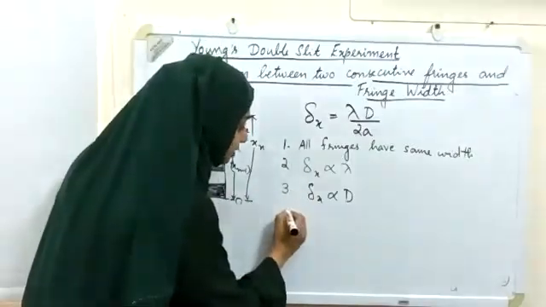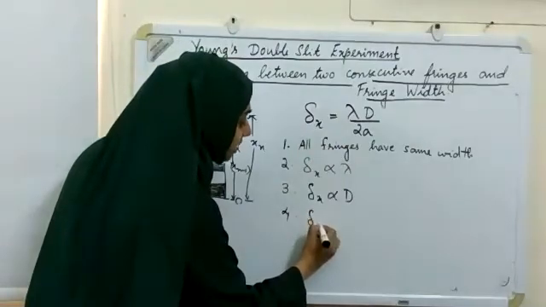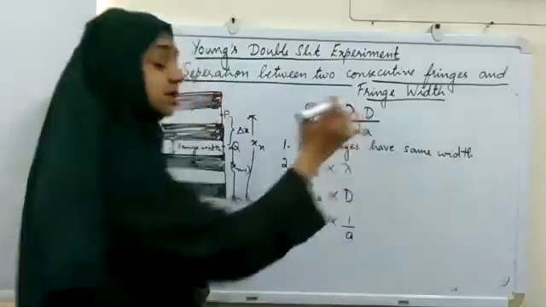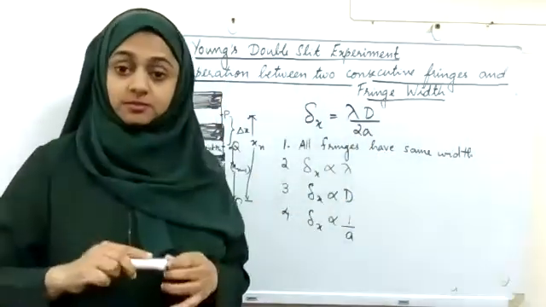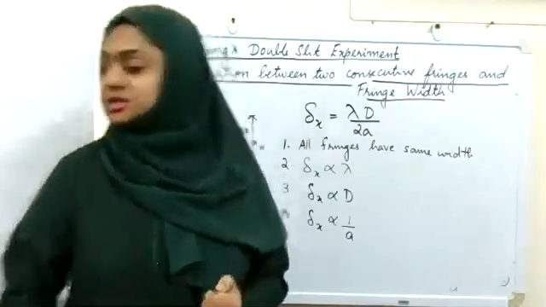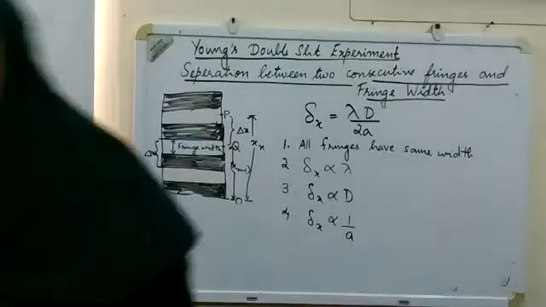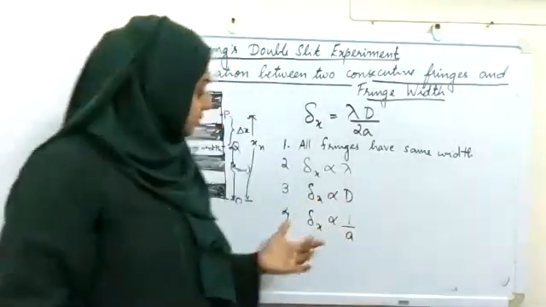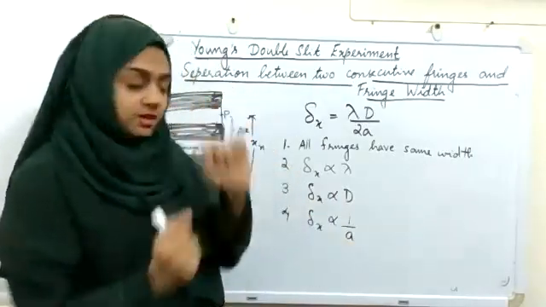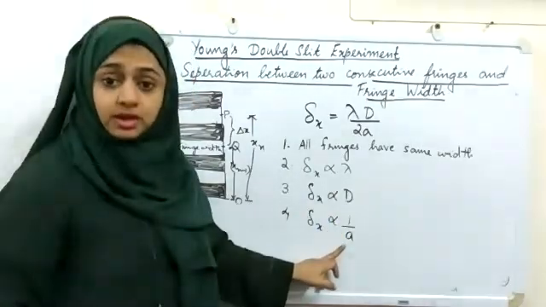Now the fourth point to be noted is that the fringe width is inversely proportional to A. What is A? A is the distance between two sources, the distance between the two sources or two slits. So we can put delta x is inversely proportional to A.